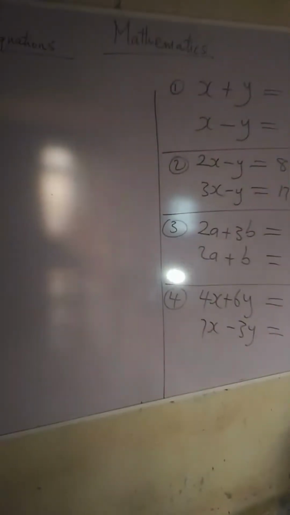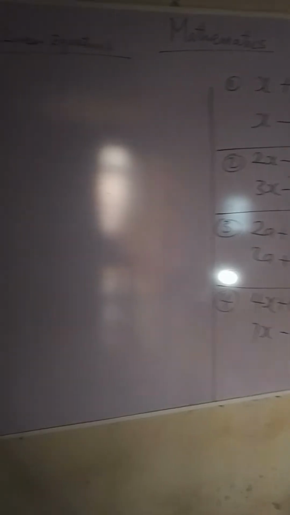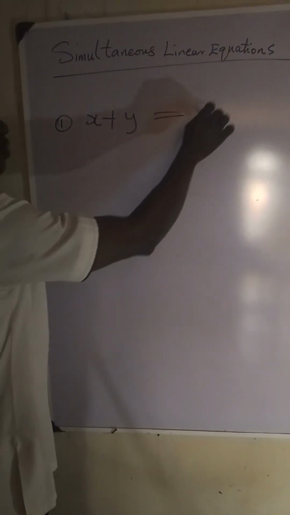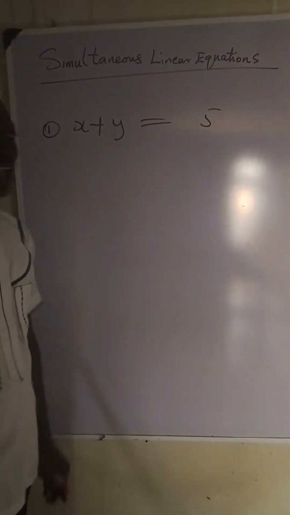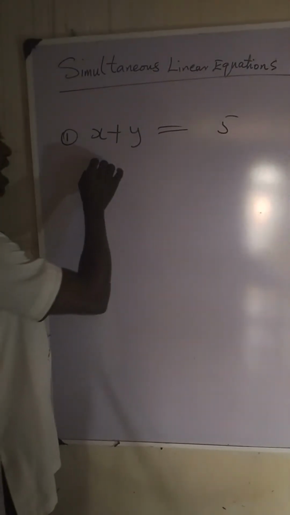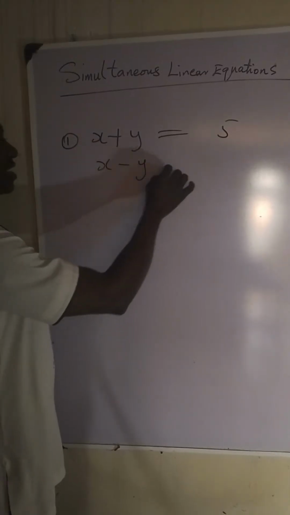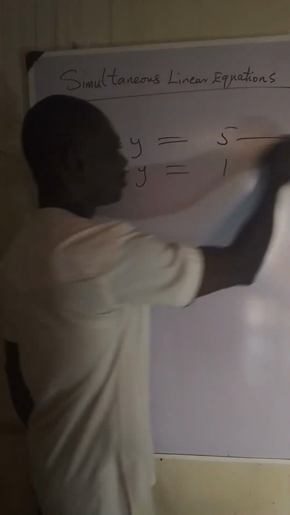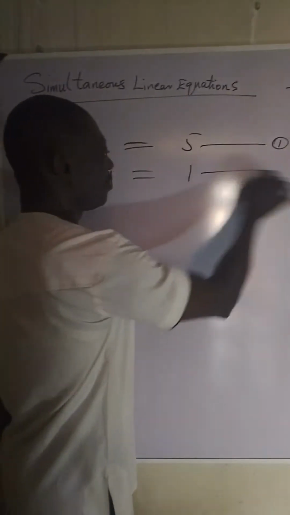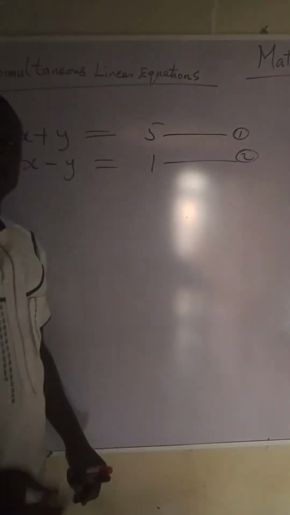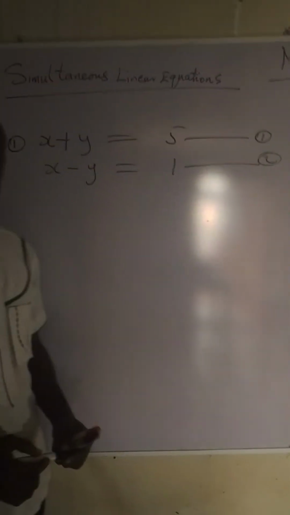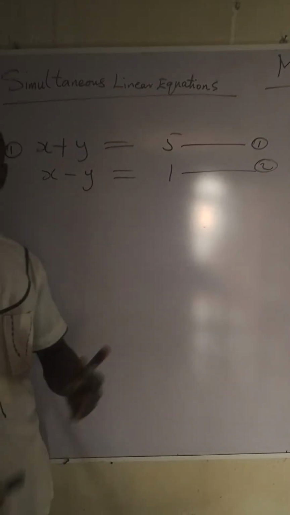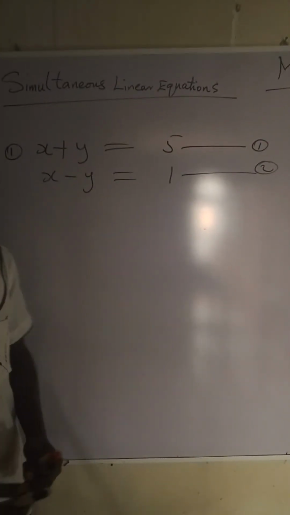Let's pick number 1. Question number 1 is x plus y is equal to 5 and x minus y is equal to 1. We can decide to call the first one equation 1 and call this equation 2. Remember, that is called simultaneous equation because we solve two unknowns at the same time.